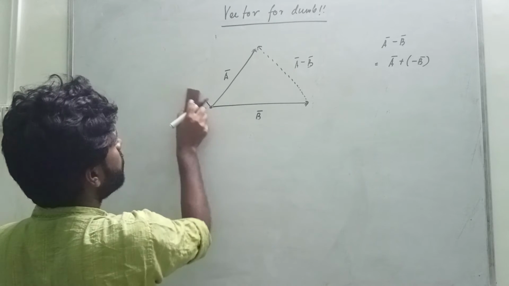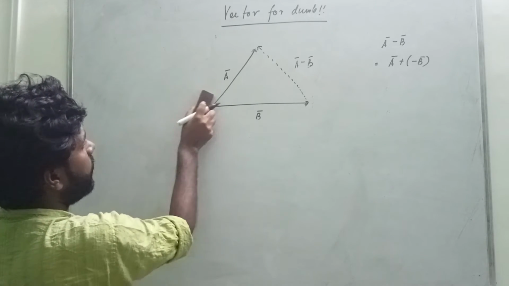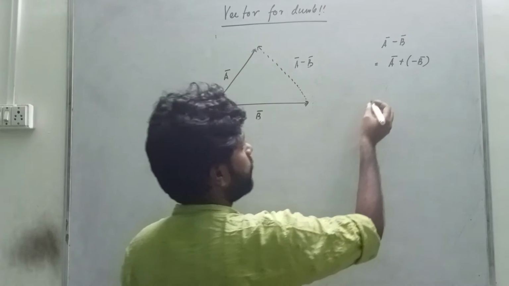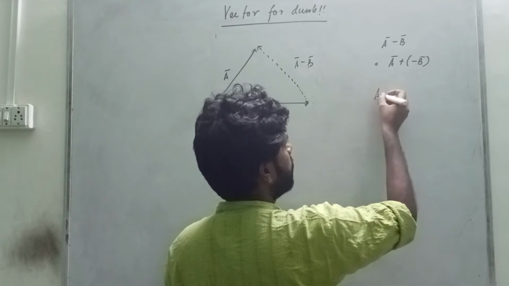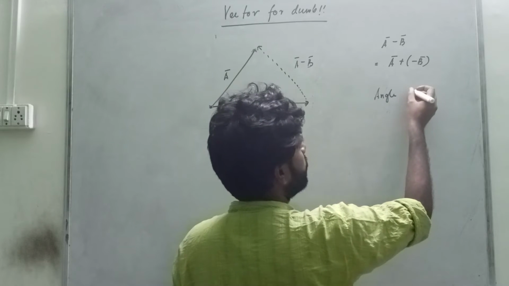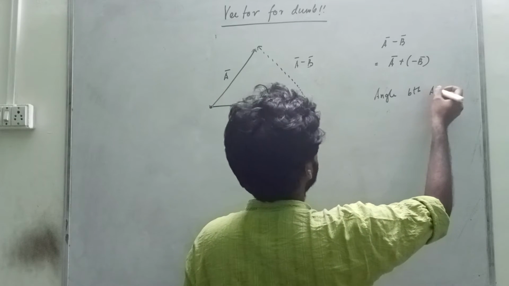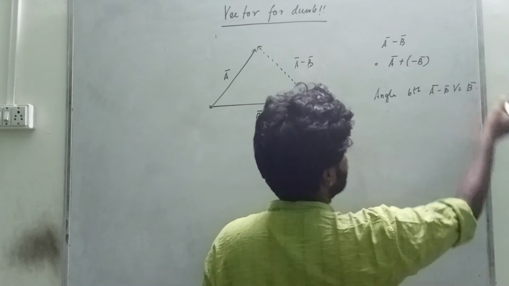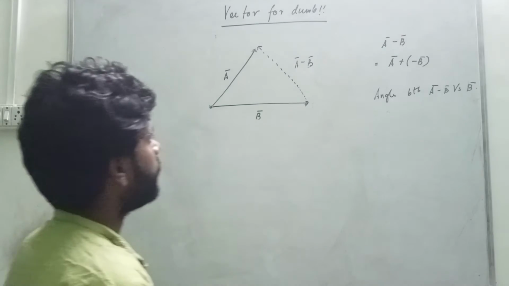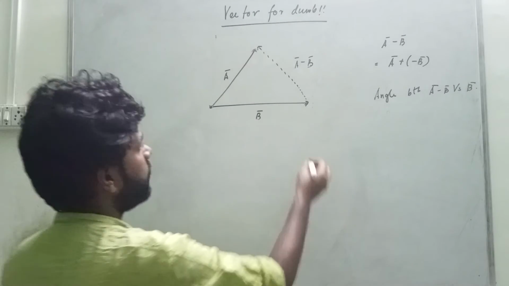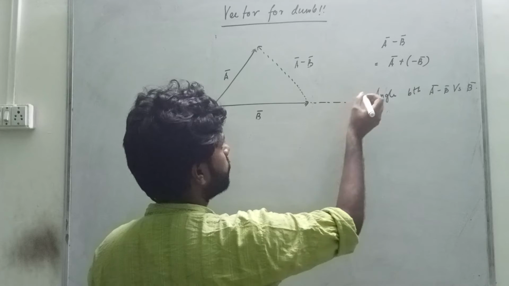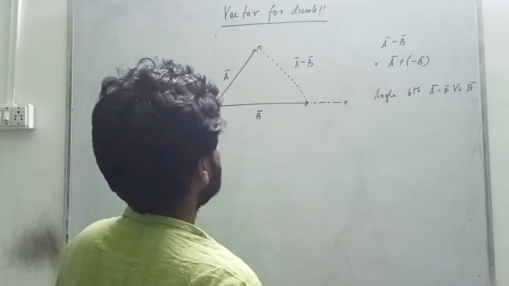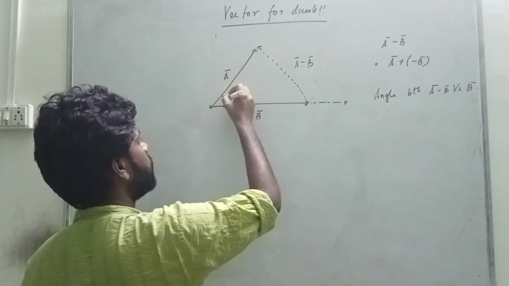Now I want to calculate the angle in between A minus B and B. Right? Okay. Just extend this line here. It is vector B. Just name it theta here.